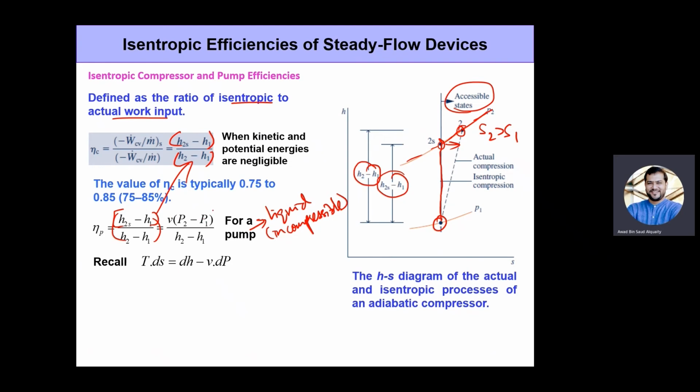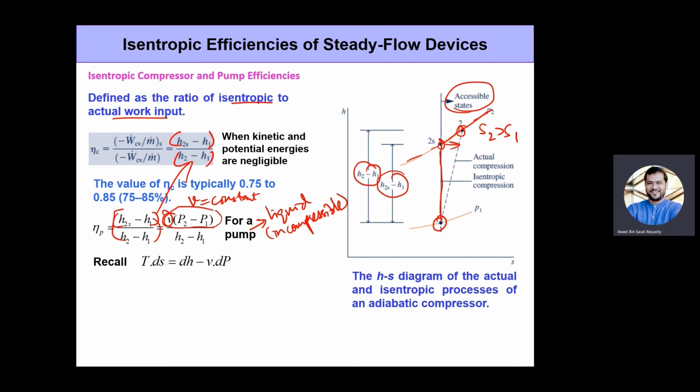Right now, we'll spend some time looking at where we get this reversible work input formula from. But for now, let us just take it as it is. If you're using a pump to compress a liquid, which is an incompressible substance, meaning specific volume is constant, then v delta P, or v times (P2 minus P1), is going to give us the pump work input for an isentropic process.